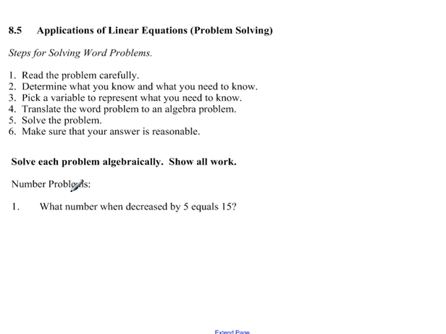What number? We're going to decide that to be variable x. You can pick any variable. I'm going to use x. When decreased by, that's subtraction, 5, and then the equals means equals. So always define your variable. So I'm going to say x is the number, and I'll just use a pound sign for that. What number, when decreased by 5, equals 15?